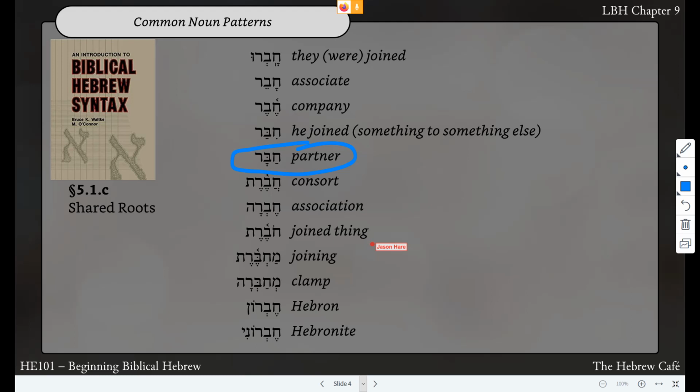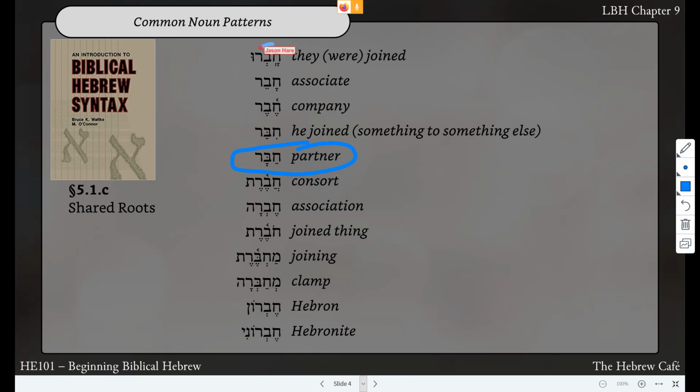In the Bible, I guess it was a joining together of something. I don't really know what it is, but mechabra or mechabrot, it's always in the plural, this word, it's clamps. When they built the temple, the tabernacle, they had things that were like rings that joined things together. They're clamps, mechabrot. Mechabra, mechabrot. Chevron is a city, and a chevroni is somebody from that city. All right, so let's move on.